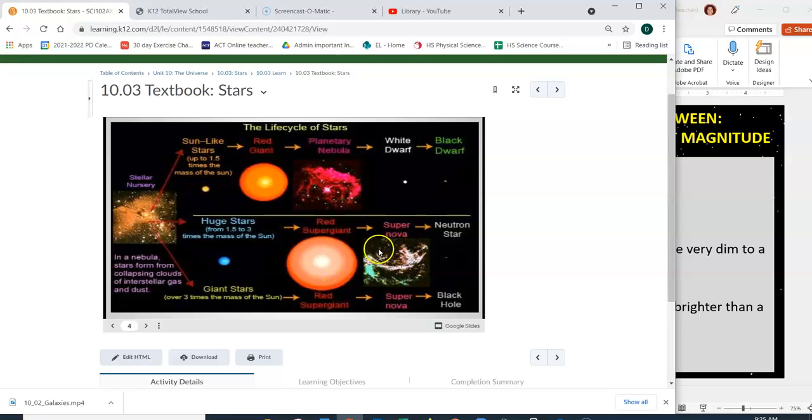And that's when they are left with this nebula. And in the center, you can have one of two things, either a neutron star or a black hole. So the large ones might make the neutron star, and the extra large ones would make the black hole. So that's the life cycle of a star.